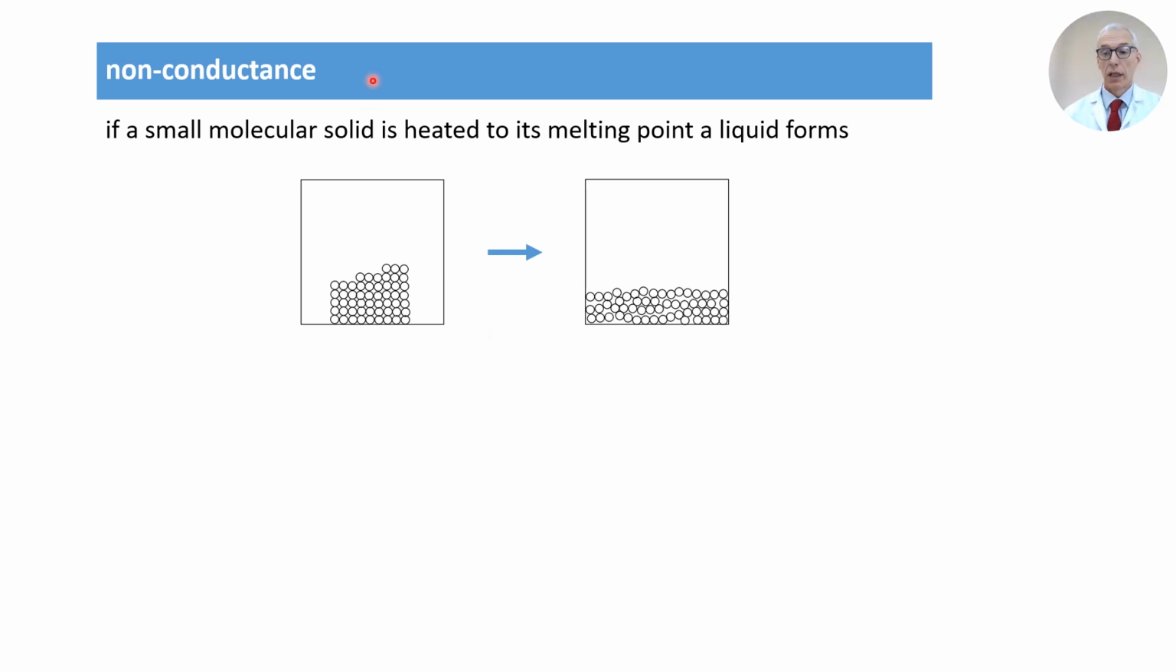Let's consider the second key property of simple molecular substances, that is their non-conductance. If a small molecular solid is heated to its melting point, a liquid forms. So we would represent that in particle theory as particles fixed in positions in a regular arrangement for the solid, to particles, small molecules, that are free to move and that are more randomly arranged.